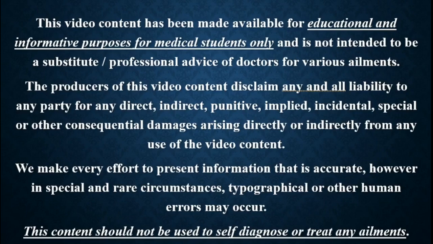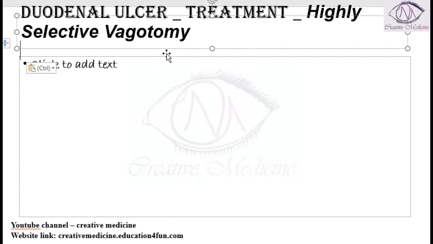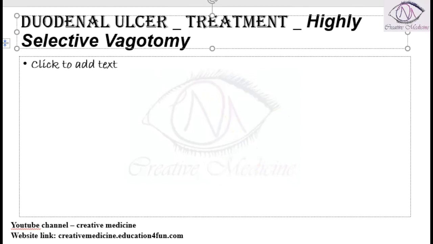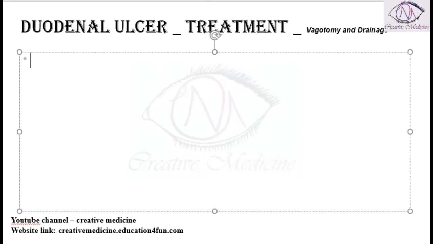In this lecture, we will learn about the next type in duodenal ulcer treatment. The next type of vagotomy is vagotomy and drainage. In vagotomy and drainage, we do a truncal vagotomy.